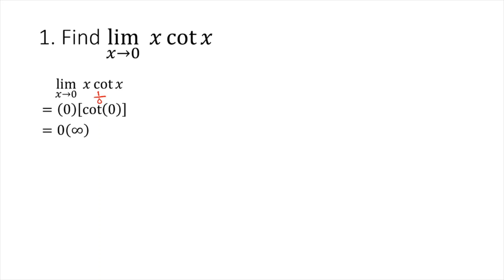So the next thing we need to do is to manipulate the given expression so that we can arrive at either 0 over 0 or infinity over infinity. Okay, so let's do that. Again, this is our given. We can retain x and then divide it by the reciprocal of cotangent of x, where the reciprocal of cotangent of x is tangent of x.